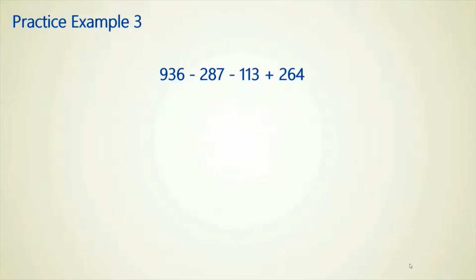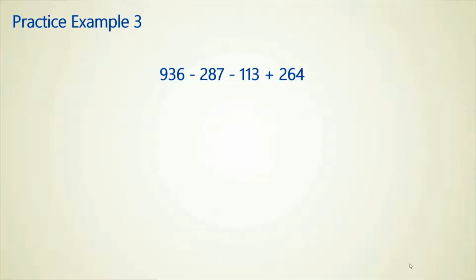Let's look at our third practice problem. Pause the video and work it through yourself first. At a glance here, there are quite a few busy numbers. But let's take a closer look at them first. Look at the unit digit of these four numbers. I see a 6 and a 4, and I see a 3 and a 7.